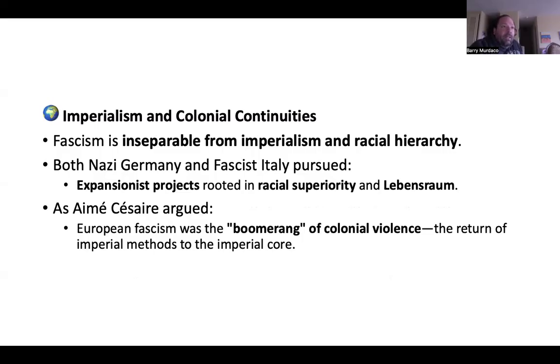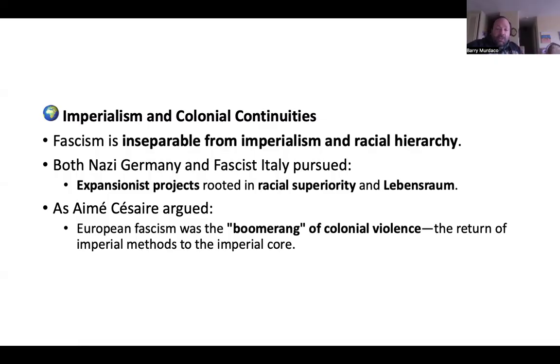From the anti-colonial school of political theory, or decolonization, Franz Fanon and Aimé Césaire argued that basically fascism is inseparable from imperialism and racial hierarchy. Aimé Césaire argued that fascism was, as he called it, the boomerang of colonial violence. You throw the boomerang out and then it eventually returns back to you. Which is an interesting idea as well, another perspective that we can use here.